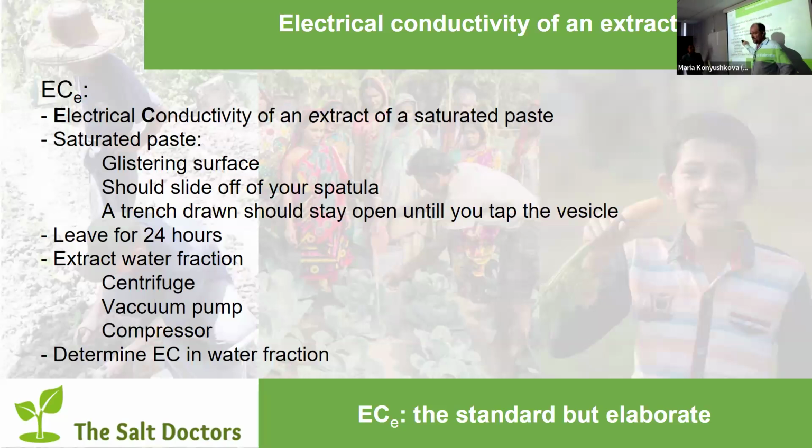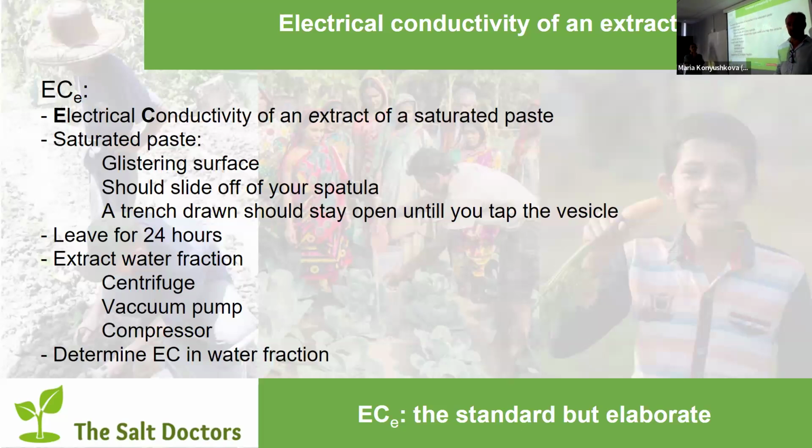Then you need to extract your water fraction from that saturated paste. There are several ways you can do that. You can use centrifuges. Many labs have centrifuges that take tubes like this, and then you separate your soil fraction from the water fraction. Usually there is enough water, even in that tube, to put an EC meter in. You can use vacuum pumps. You can use a compressor. That's what we usually have, because we have a device that uses a compressor. Anyway, these are all things that are either very expensive or very heavy, and things that we cannot have with us today.